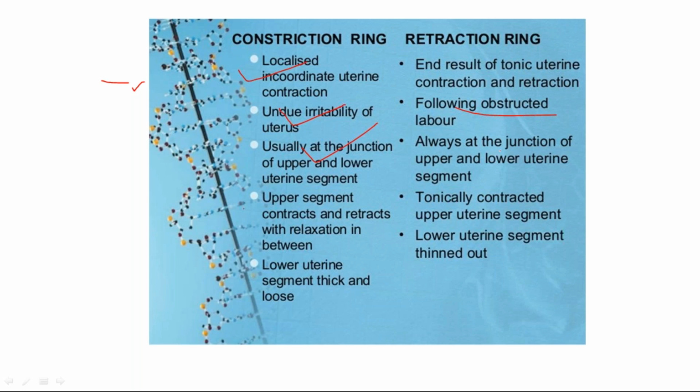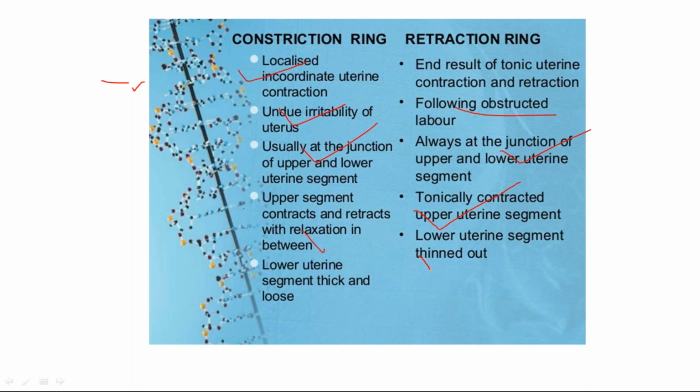The constriction ring is usually at the junction of the upper and lower uterine segment, but can occur anywhere, whereas a Bandl's ring is always at the junction of the upper and lower uterine segment, right? Then here the upper segment contracts and retracts with relaxation well in between, whereas in Bandl's ring this is a tonically contracted upper uterine segment.